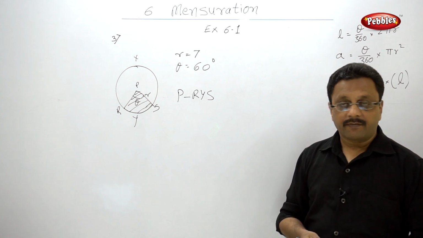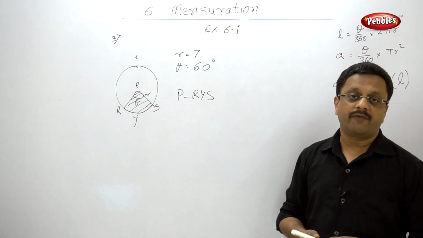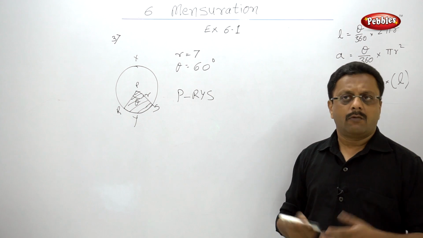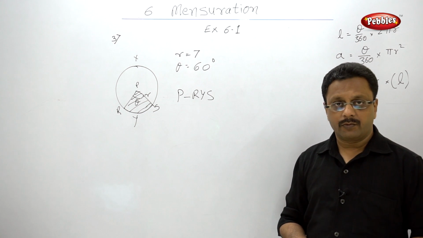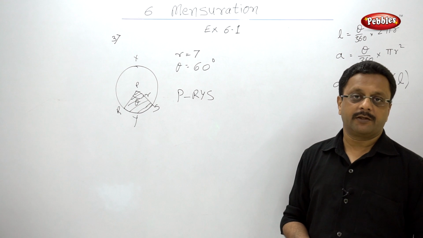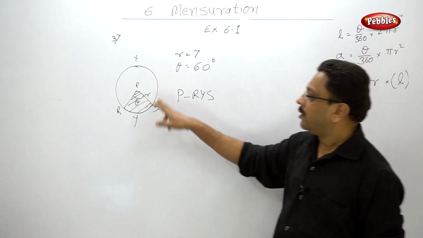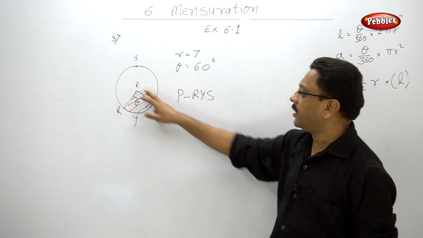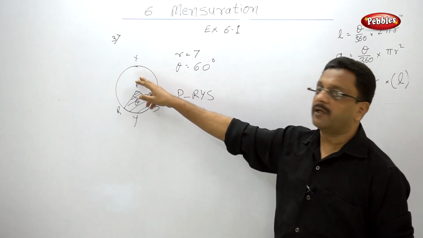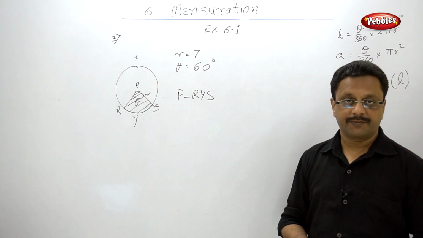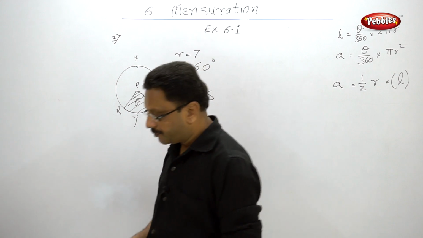That means the area of this sector can be found out by two methods. Whatever method is simple for you, just use that method. For example, area of circle minus area of this sector is the area of the remaining part. Very simple thing. Okay, let us go ahead.